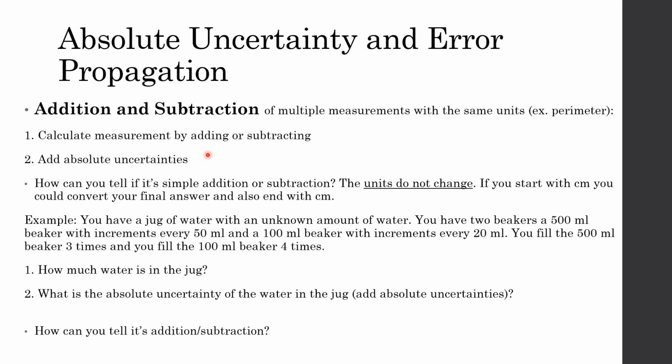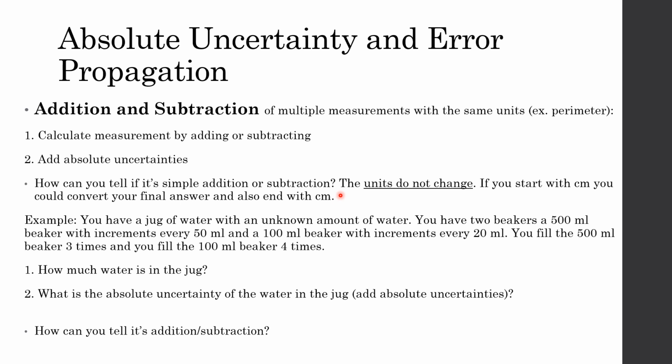Okay? So I cannot mention this enough. The way that you tell if it's absolute uncertainty is that the units do not change. So if you start with one unit and you can convert at the end to get the same unit, that means your units are not changing.